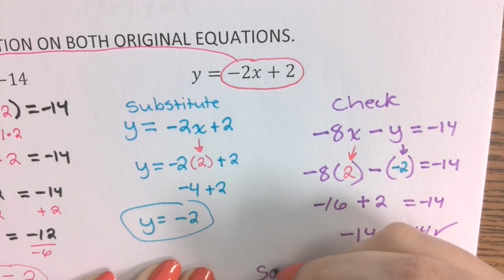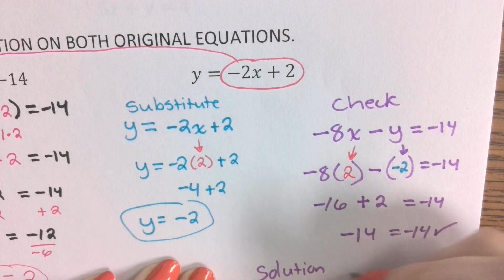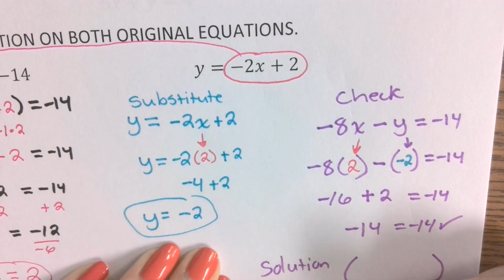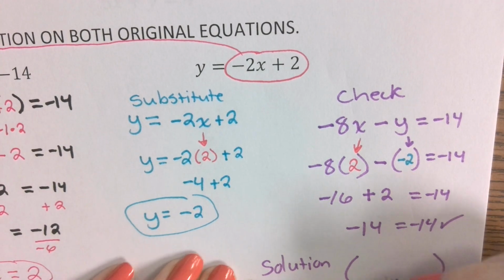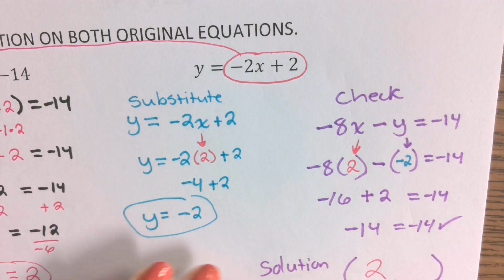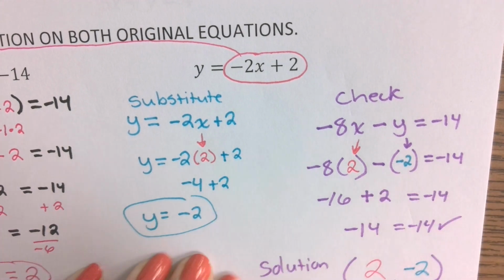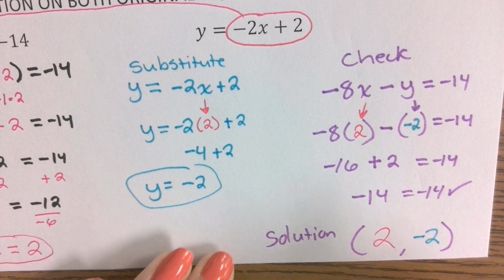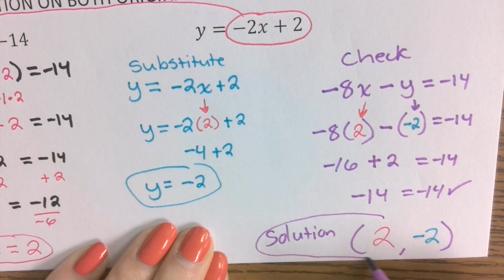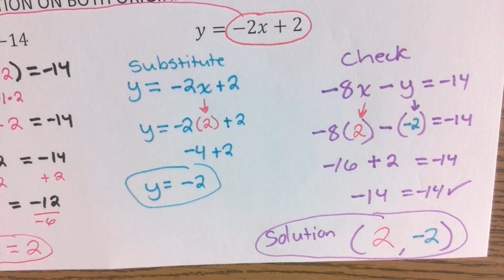Okay, so here's our solution. It's a little bit longer of a process, but there it is. Our solution is 2, negative 2. A little bit longer, but it's still there.